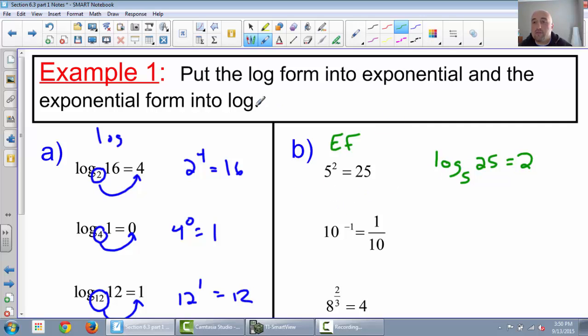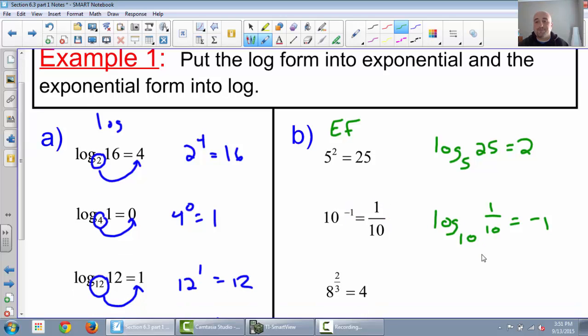All right, let's do the next one. Same thing. I need a log in my answer. The base of the exponent is 10. The number after the equal sign goes next to my log, and that number, the exponent, goes to the right of the equal sign. Okay, and that should make sense as well. 10 to the -1 is 1/10 to the +1.